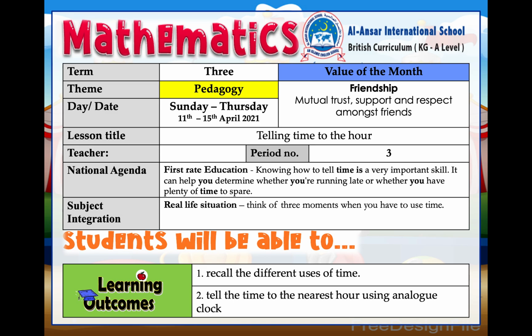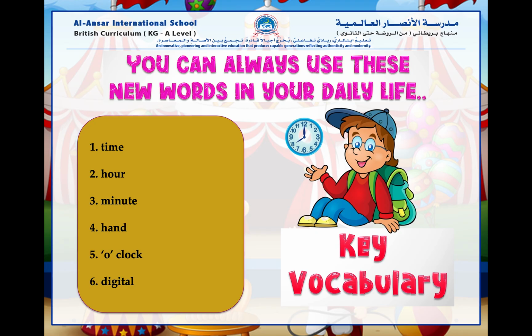In this lesson, we are going to tell the time to the hour. At the end of this lesson, you will be able to recall the different uses of time as well as tell the time to the nearest hour using an analog clock. For this lesson, we will need the words time, hour, minute, hand, o'clock, and digital.